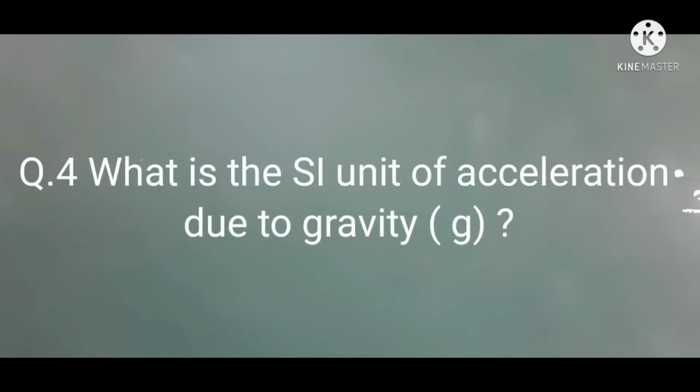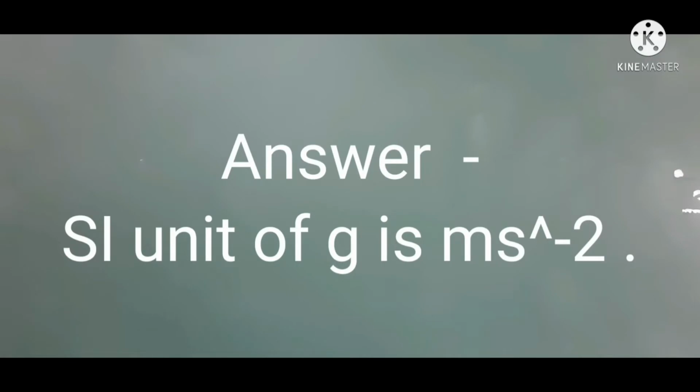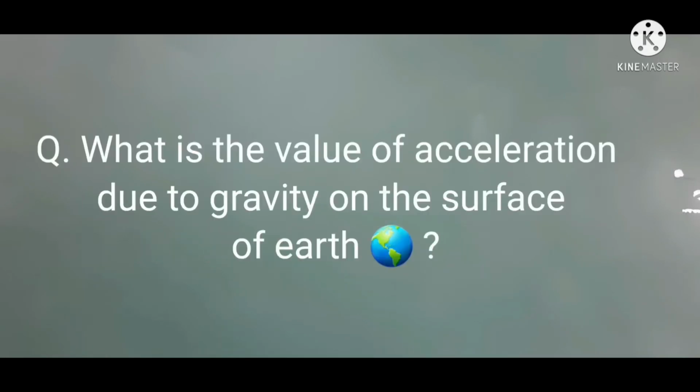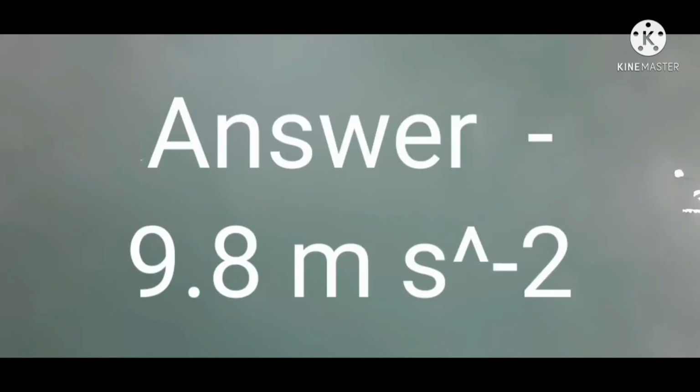Next question, what is the SI unit of acceleration due to gravity? Answer: SI unit of g is meter per second square. Next question, what is the value of acceleration due to gravity on the surface of the earth? Answer is 9.8 meter per second square.